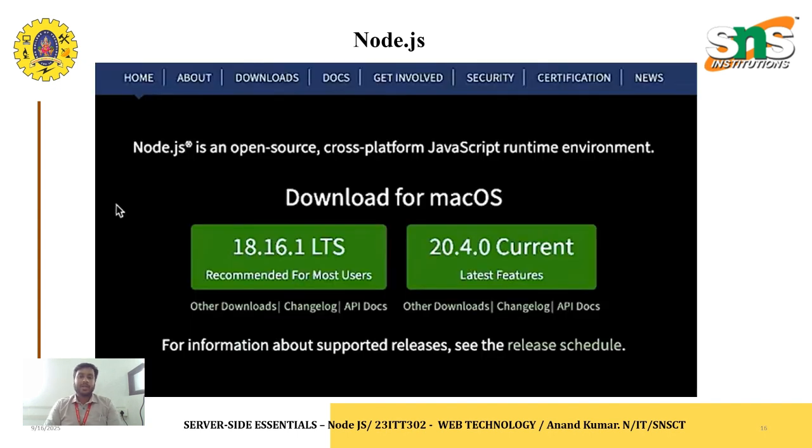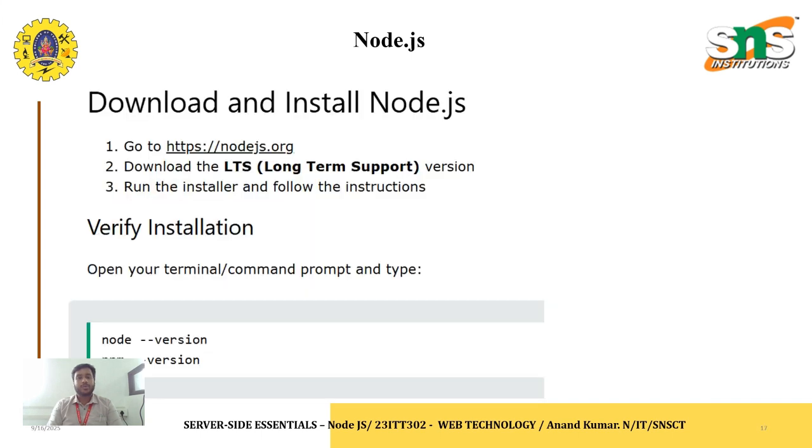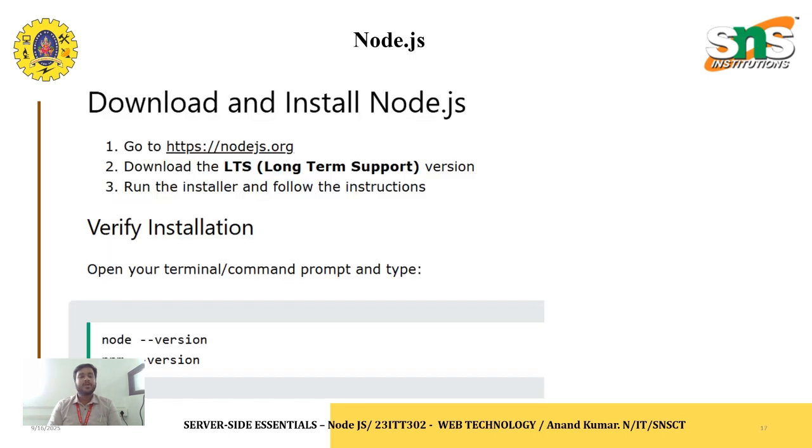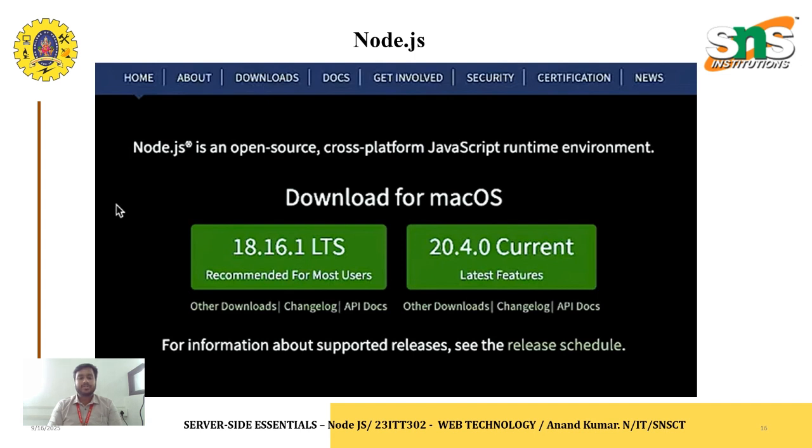So if you want to install Node.js, just go to nodejs.org. This will be the home screen. Just install 18.6.1 LTS. LTS means long-term support version. This is most probably recommended for users, and to use the existing platforms. We can also use 20.4.0, which has the latest features. As you can see, I'm just hovering the mouse pointer over here.